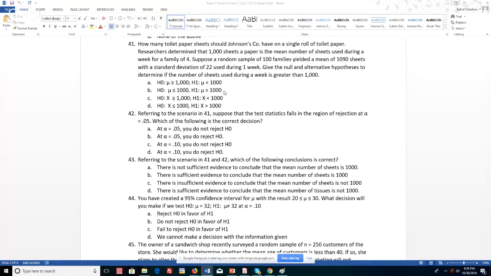So number 42, suppose that the test statistic falls in the region of rejection at an alpha level of 0.05. Which of the following is the correct decision? Okay, so remember, if a test statistic falls in the region of rejection, you're going to reject the null. So now we're left with B and D. And we use an alpha of 0.05 as it states here, so the correct answer is B.